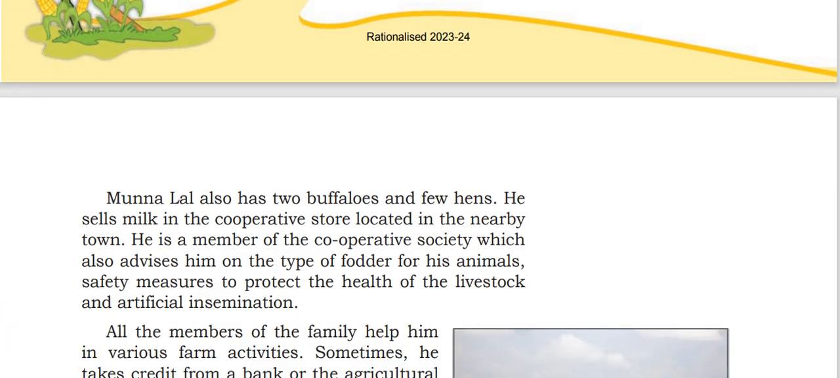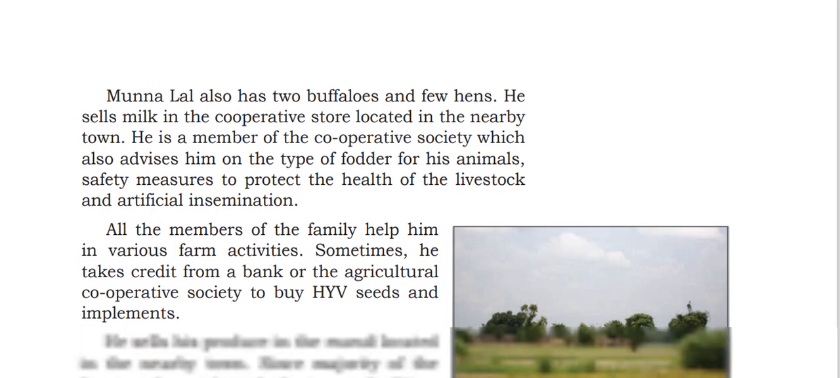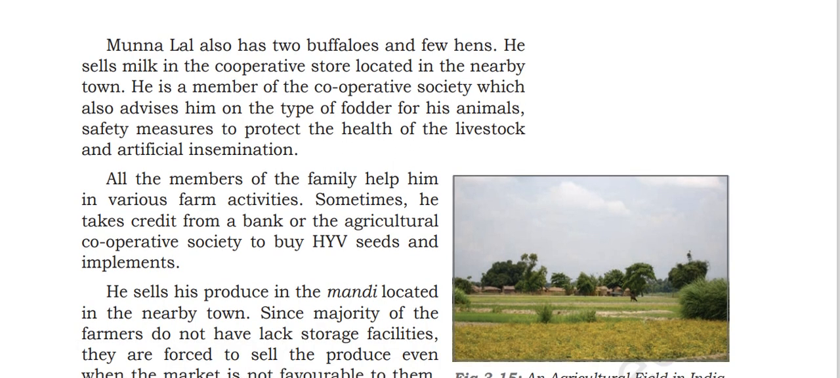Munna also has 2 buffaloes and a few hens. He sells milk in the cooperative store located in the nearby town. He is a member of the cooperative society, which also advises on the type of fodder for his animals, safety measures to protect the health of the livestock, and artificial insemination. All the members of the family help in various farm activities.